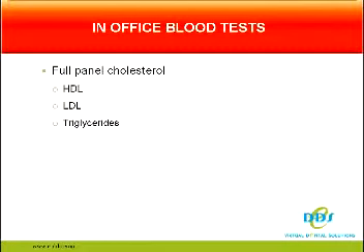The numbers we prefer to see for total cholesterol is less than 200. LDL, or the so-called bad cholesterol, less than 100 is optimal. Triglycerides, less than 150 is normal. HDL, or the so-called good cholesterol, greater than 40, or greater than 60 is optimal.